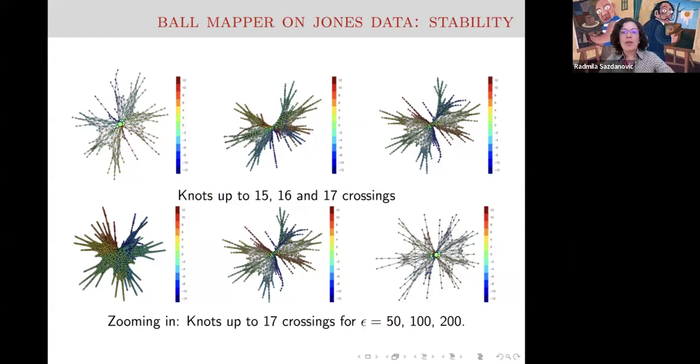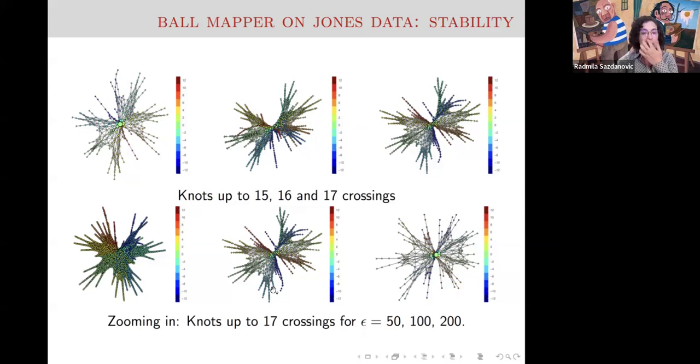First, I want to say again that our goal was to get stable results because we know that we don't have a representative sample. What you see on the top row is how the Jones ball mapper changes when we go from 15 to 16 to 17 crossing knots. This data grows exponentially, so going between 15 and 16 crossing knots dominates the whole distribution. Then the standard thing one needs to check, of course, is stability with respect to the parameter that we put into our algorithm: the epsilon, the radius.